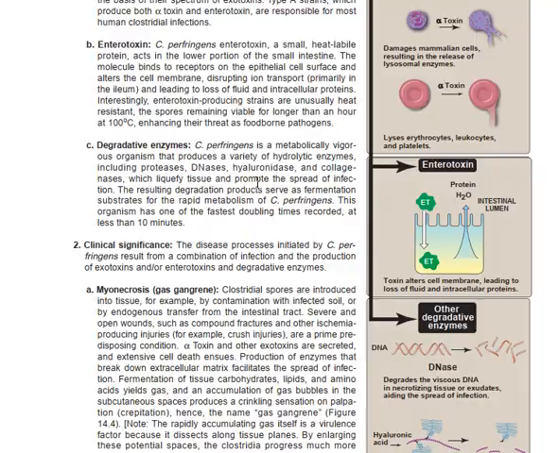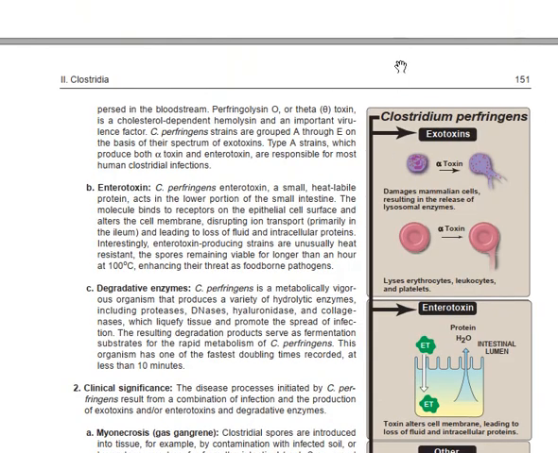Now these are the different cases. The first Clostridium we're going to see is Clostridium perfringens. What are the virulence factors of Clostridium perfringens? First, it produces exotoxins, an example being alpha toxin. Alpha toxin damages the mammalian cell, resulting in the release of lysosomal enzymes, which destroy the surrounding tissue. Alpha toxin also causes lysis of erythrocytes, leukocytes, and platelets.